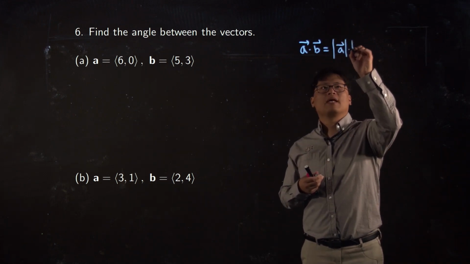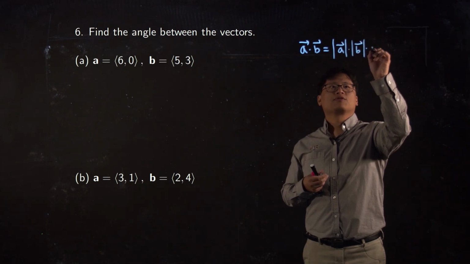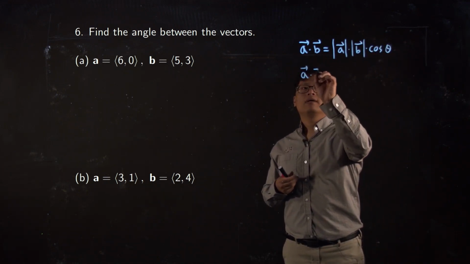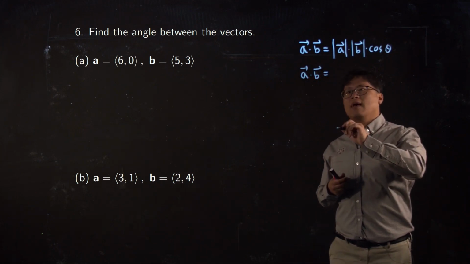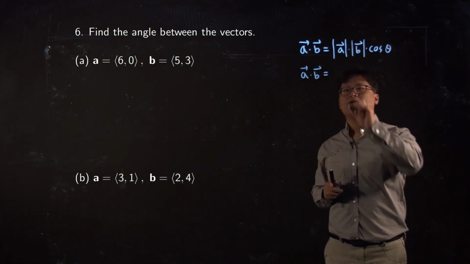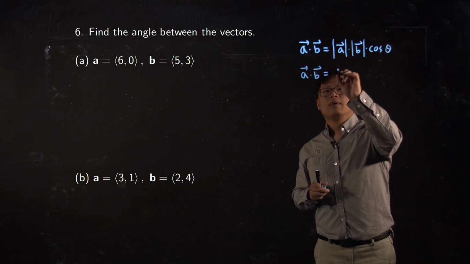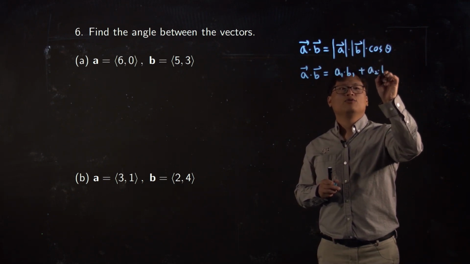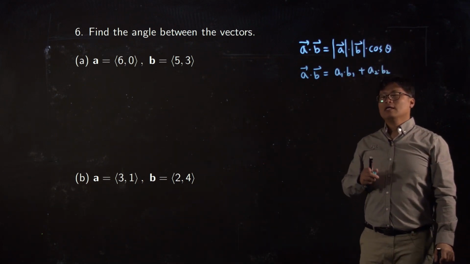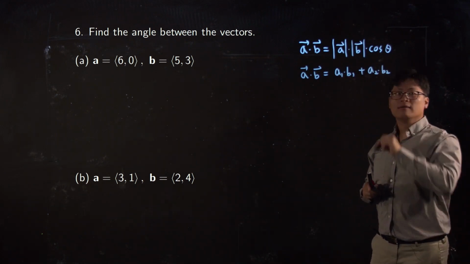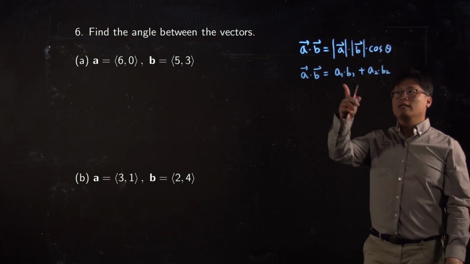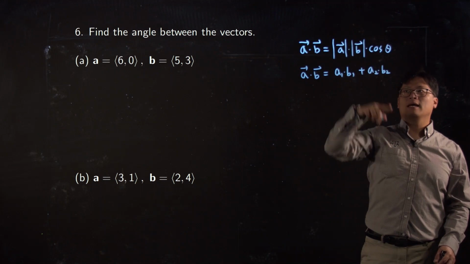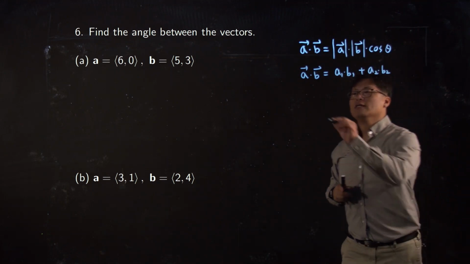Length of A times length of B times cosine theta. Or the second way, if you have the components of each vector, A dot B can be calculated by A1 B1 plus A2 B2, right? So look at the first one. There is an angle between two vectors. Since we are talking about the same quantity, we can set the right-hand sides equal to each other, okay?